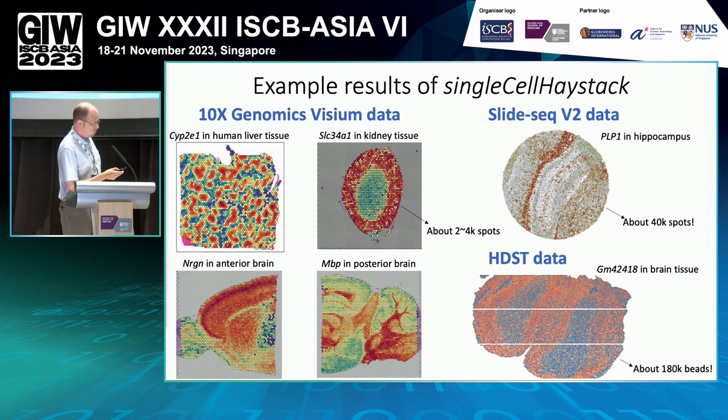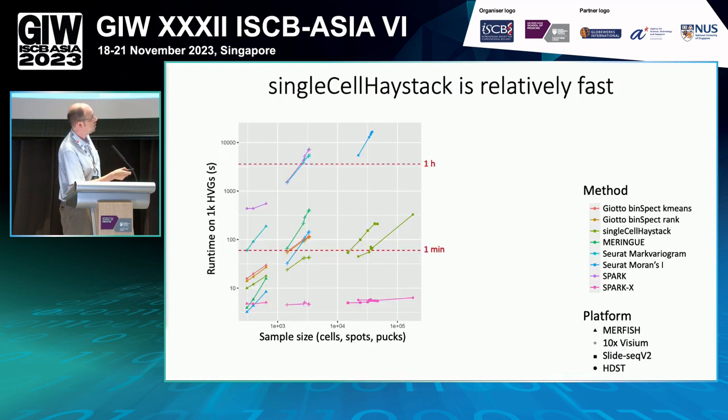So how about runtimes, for example? We ran several methods on many different platforms. Here I'm showing on the x-axis the size of those data sets. The y-axis is the time that it takes to finish on just 1,000 genes. And actually, many of those widely used methods are extremely slow.